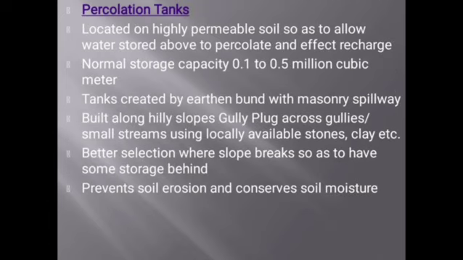Next one, percolation tank, located on highly permeable soil so as to allow water stored above to percolate and effect recharge. Normal storage capacity is about 0.1 to 0.5 million cubic meters. Tanks are created by earthen bunds with masonry spillway built along hilly slopes, or gully plugs across gullies and small streams using locally available stones, clay, etc. Better selection is where the slope breaks so as to have some storage behind. They prevent soil erosion and conserve soil moisture.